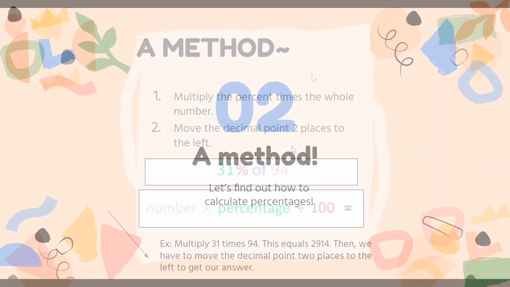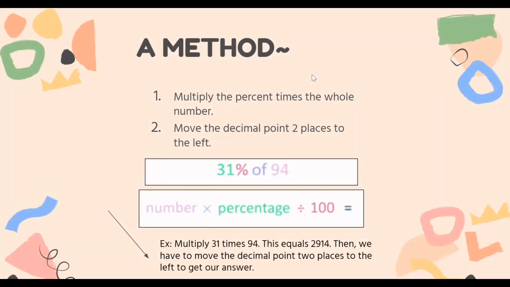Number 2, the method. The first step is to multiply the percent times the whole number. Step number 2 is to move the decimal point 2 places to the left. In this example, we have 31% of 94. We have to multiply 31 times 94, which equals 2,914. Then we have to move the decimal point 2 places to the left to get our answer of 29.14.